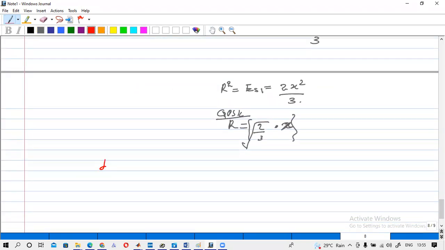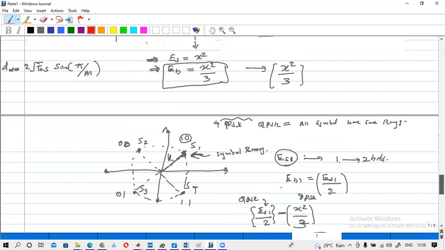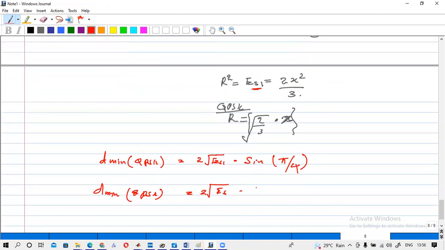So let's say the d min for QPSK, what is that? That is 2 root Es1, the symbol energy of QPSK. That is 2 root Es1 sine π by M. M is 4, so sine π by 4. And what is the d min for 8PSK? That is 2 root Es sine π by 8.